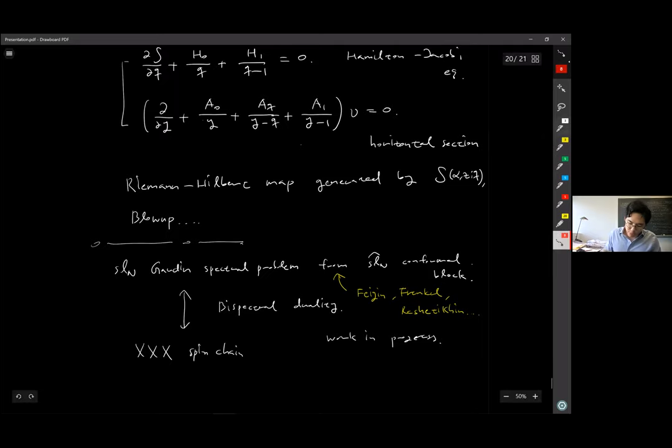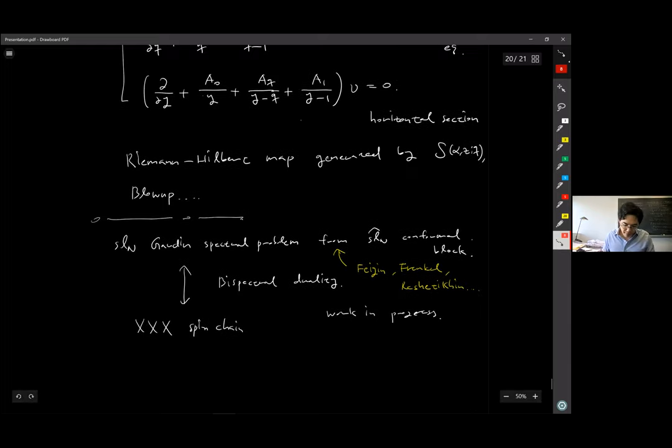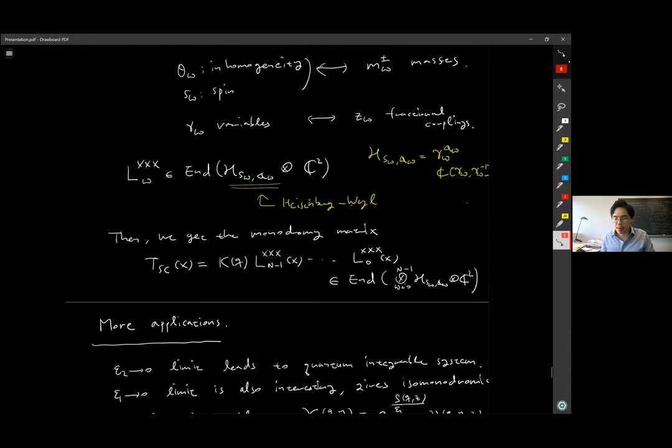So I introduced the XXX spin chain presentation of the integrable system, but it turns out that they are related to the Ruijsenaars-Schneider system by a certain duality called bispectral duality. And it is a work in progress. Okay, so that's all for my talk.